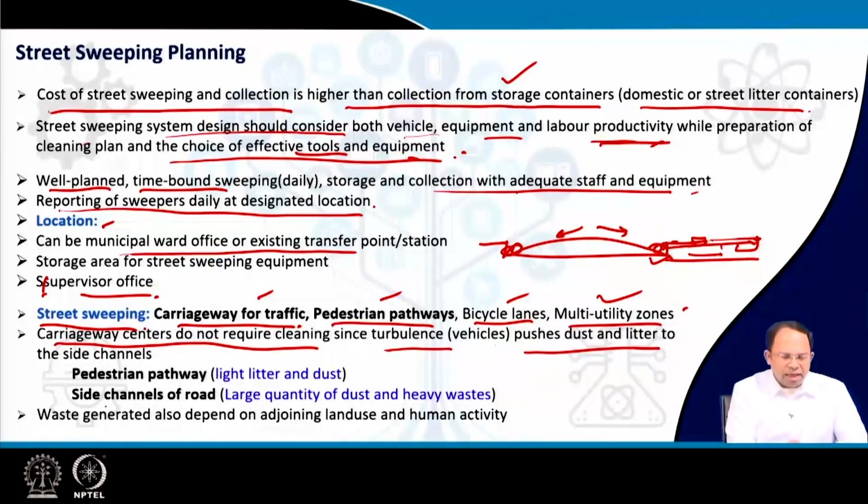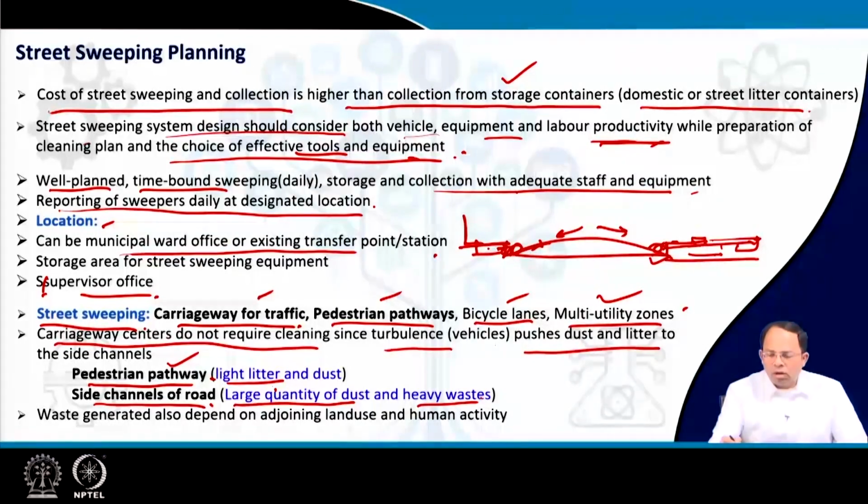Either we have to clean the pedestrian pathway, which is beyond this. I am not considering bicycle lanes here. Bicycle lanes could be a separate part beyond the carriageway, or part of the carriageway as well. But if the pedestrian pathway and bicycle lanes are side by side, they can be considered together. This is where we generate a little bit of litter and dust. People while walking may throw some plastic packet or something. That is the pedestrian pathway. Whereas at the side channel of roads, at these corners, we generate a large quantity of dust and heavy waste. All this waste will come to the side and gather at these corners.